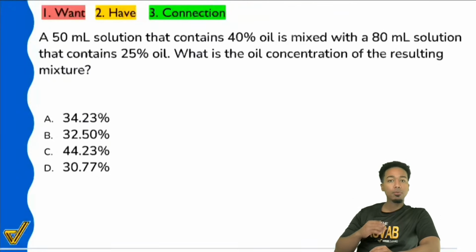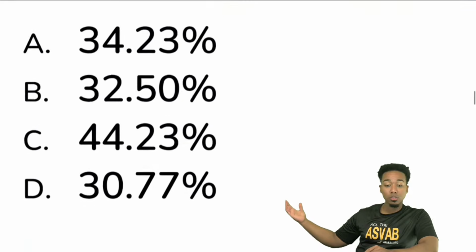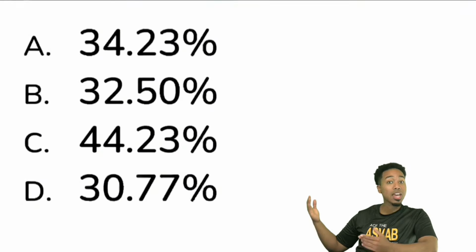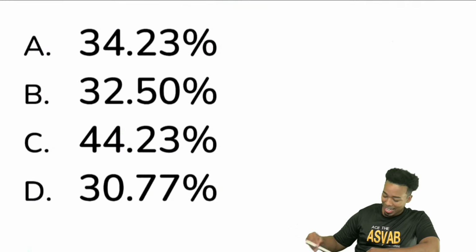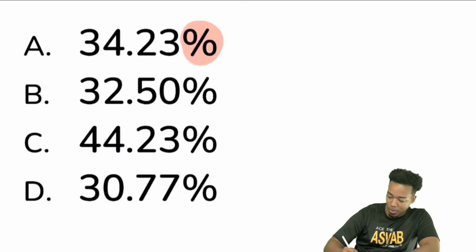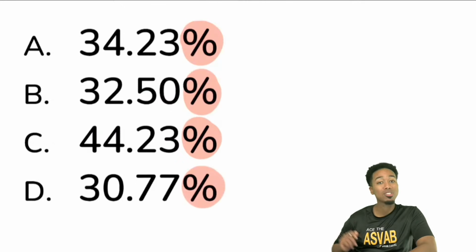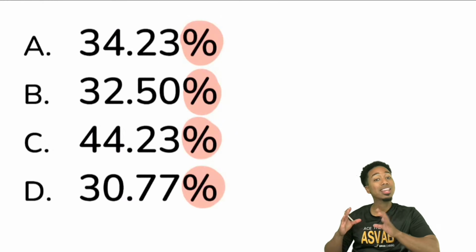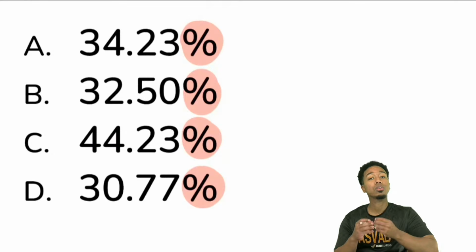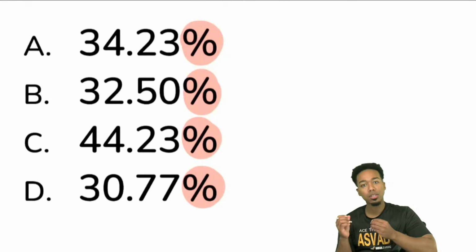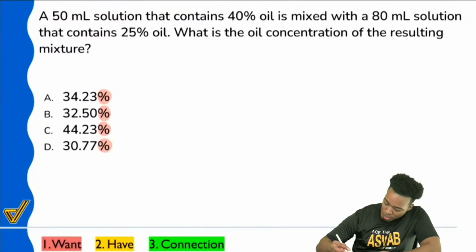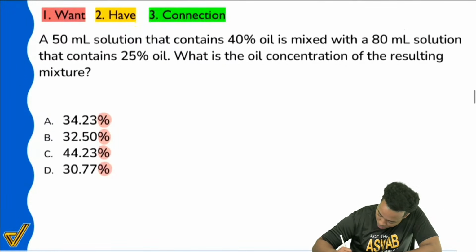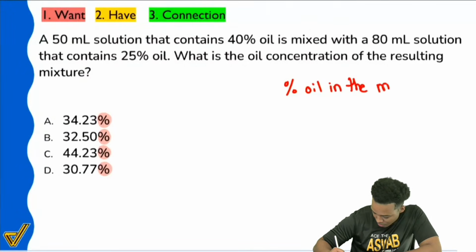So, first step, if we're thinking about this mathematically, the answer choices do a great job of graciously giving us the type of number we're looking for, and that is a percent. So, do we agree, everybody, before I continue? We are looking for a percentage. Okay, great. Now, to be more specific, that percentage represents the oil in the resulting mixture. So what we're looking for right over here is the percent oil in the mixture.